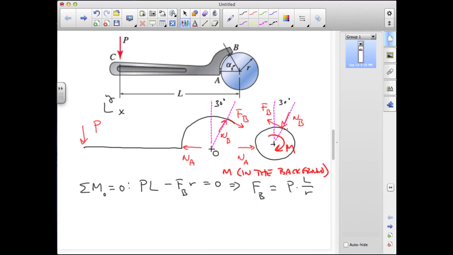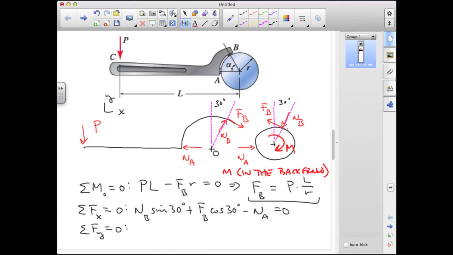So one of the things we notice from this result is that the design of the wrench enables us to amplify the force P that we applied at the handle, so that the force that's being applied at B is going to be larger than P by this ratio of L over R, which is presumably much greater than 1. If we sum forces in the X and Y direction, we have NB sine 30 plus FB cosine 30 minus NA equals 0. And in the Y direction, we have NB cosine 30 minus FB sine 30 minus P equals 0. And we'll call these equations 1, 2, and 3 respectively.